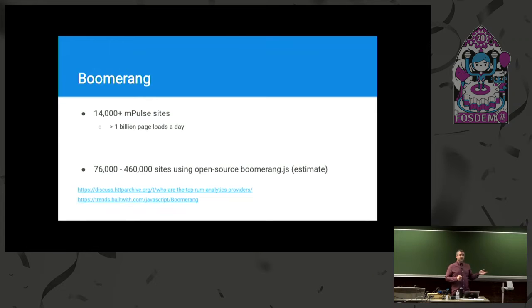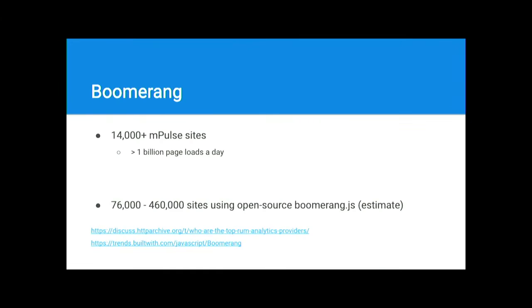I wanted to put this into some sort of context for us. As I said, we provide Boomerang for our customers at Akamai. We're on over 14,000 of our customers' websites. We track and measure over 1 billion page loads a day, which is quite a lot. According to the open source statistics that I could find, we're on somewhere between 75,000 and almost 500,000 websites, depending on what data sources you're looking at. So a lot of people are including the open source version of Boomerang on their pages as well.